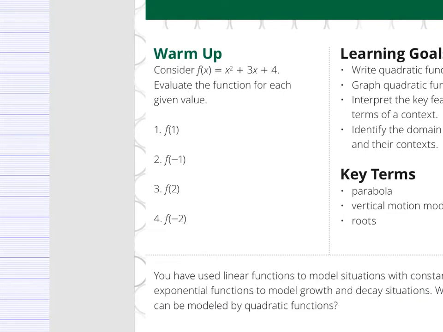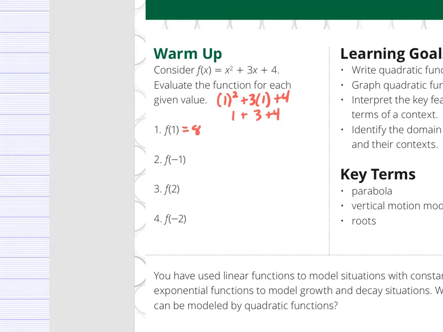All right, with this lesson, we're going to start off with the warm-up, which is to help us remember function notation. Now, function notation is when this number right here, f of 1, that 1 is your x value. So I'm going to take this 1 and plug it in for this x and this x, and solve it. So f of 1, instead of x squared, I'm going to write 1 squared, plus, instead of 3 times x, it's 3 times 1, plus 4. 1 squared is 1, plus 3 times 1 is 3, plus 4. 1 plus 3 plus 4 is 8. So f of 1 equals 8.